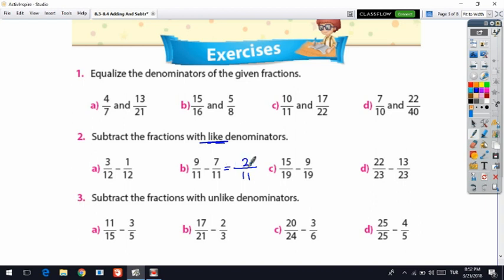Okay, one more question from here. Option D, 25 over 25 minus 4 over 5. Everybody, first you choose the fraction which has the smallest denominator, that is 4 over 5. I write here 4 over 5. After that, you look at the bigger denominator, that is 25. How can we get 25 from 5? You have to multiply by 5.